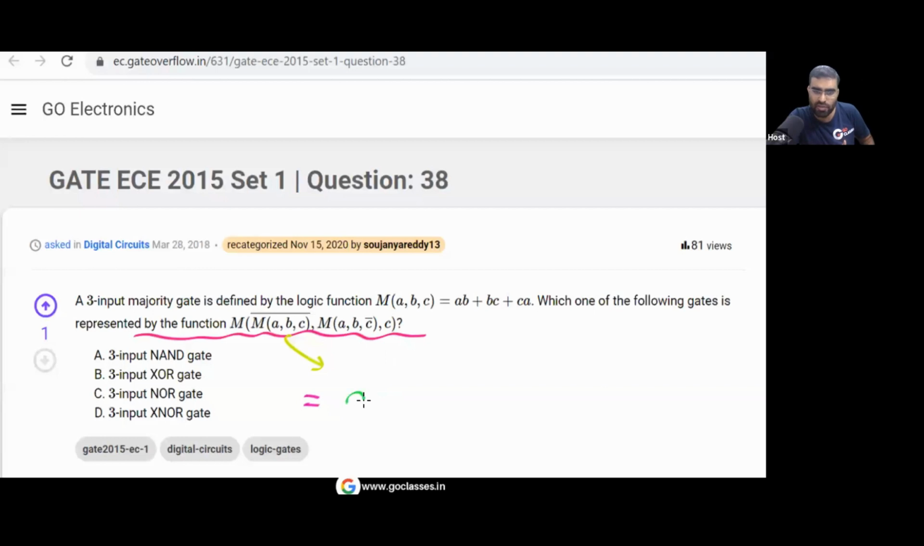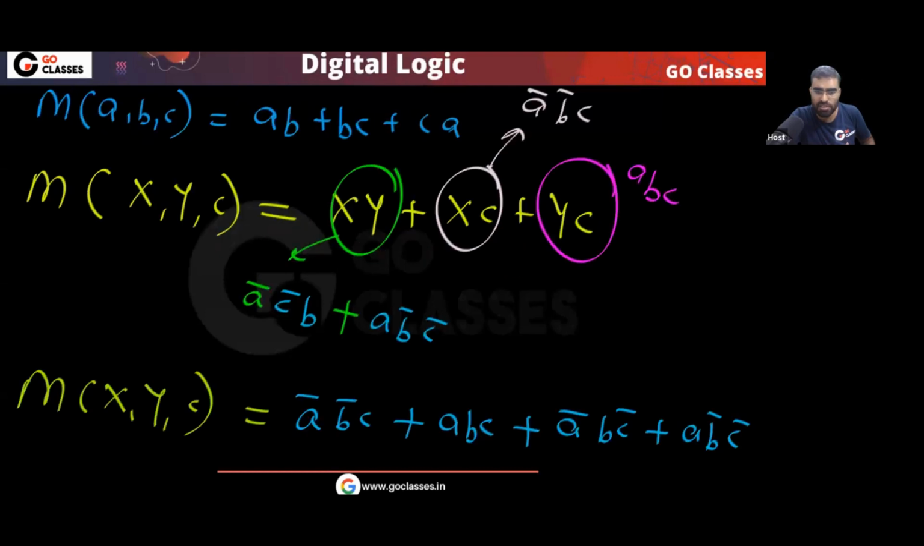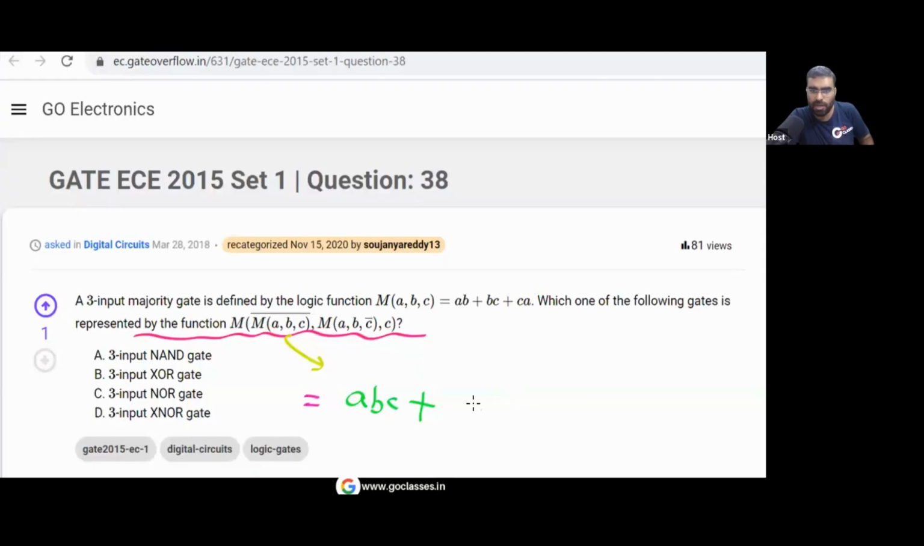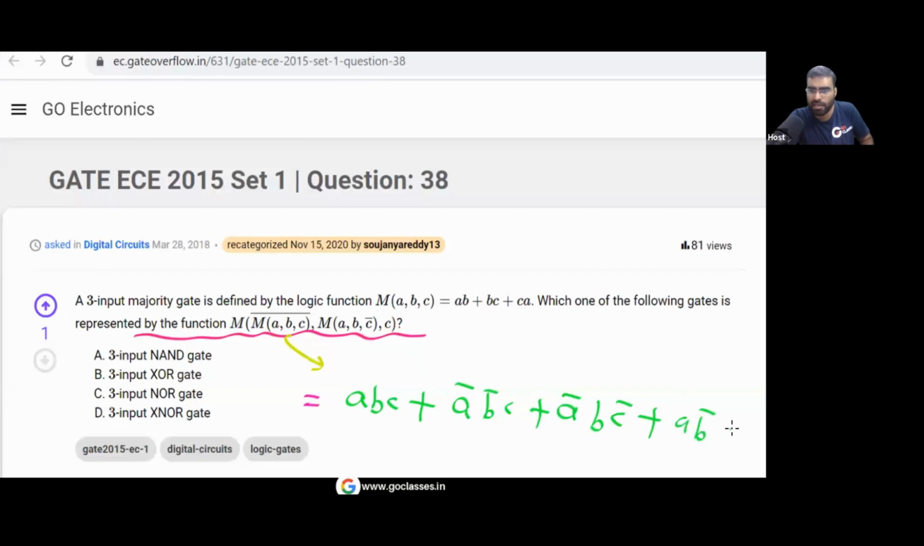Remember, we got this equation. Please understand, this is your ABC, or a bar, b bar, c, or a bar, b, c bar, or a, b bar, c bar. So tell me now, this is equal to which of them? This equation that you got.